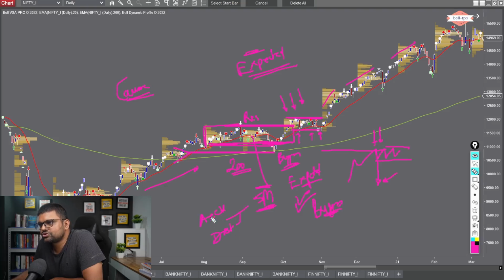I am confused, so I wait for some more time. I see prices going lower. Suddenly I'm excited. Okay, this is a top. Suddenly you'll see on Twitter, market is going to 7,500. Market is finished now. But where does it stop? It stops at the last point of demand.